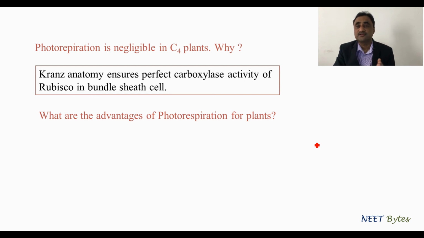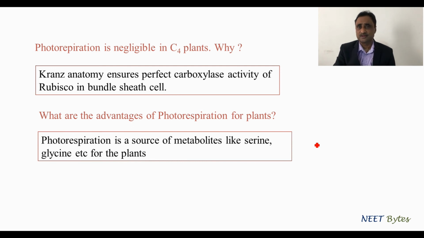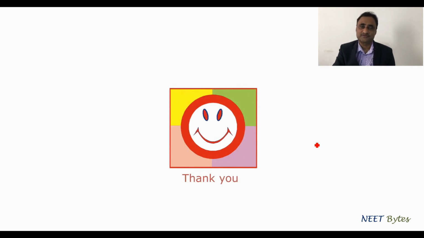Now, what are the advantages of photorespiration for plants? Well, normally it looks like photorespiration is going to cause some sort of degradation of the photosynthetic yield only, but that is not the case. You see, photorespiration is a source of important metabolites like serine, glycine and hydroxypyruvate for the plants. Okay, so through that these intermediates are formed, which participate in some other biochemical activities, right?